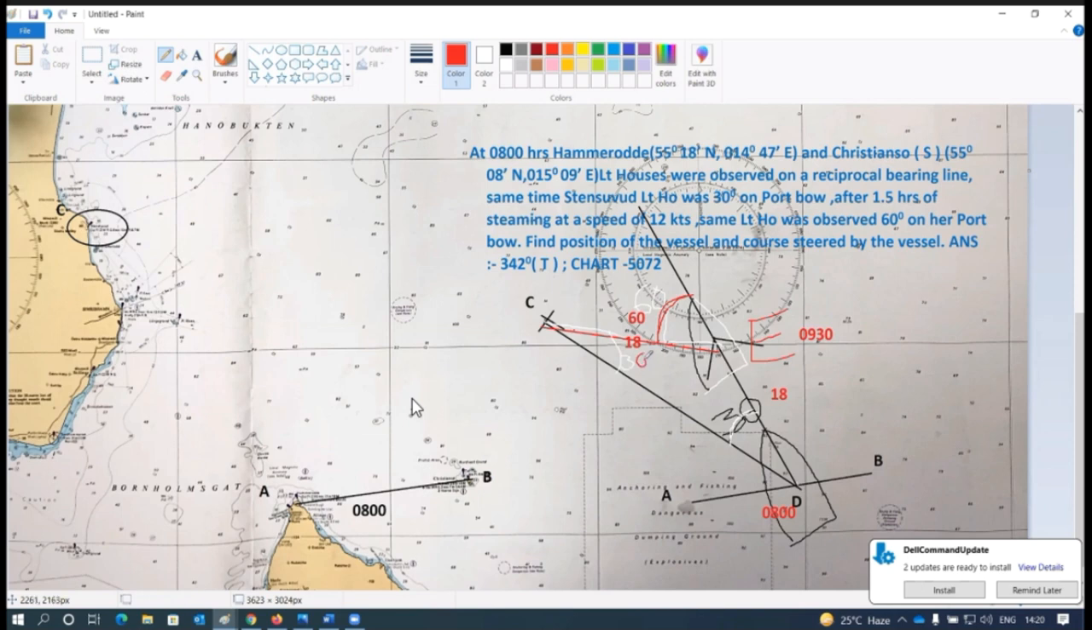This much we know. And DE is equal to CE because there is an isosceles triangle. Triangle DEC is isosceles. Two angles are the same, so the opposite sides are also the same. Therefore, DE is equal to CE is equal to 18 miles.